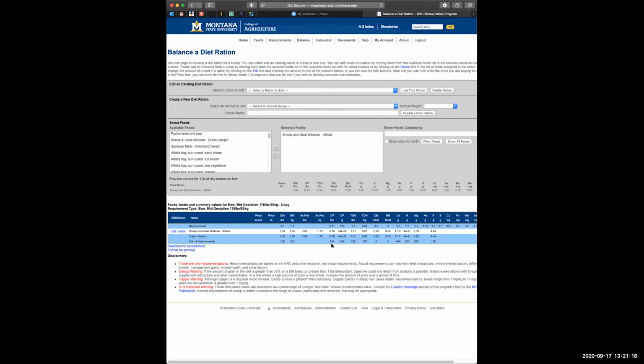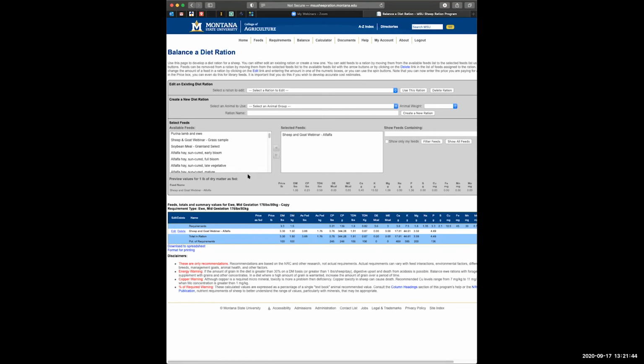And so now you can see that we're meeting her requirements for intake by 100%. We're meeting her protein requirements by 245%. We're meeting her TDN by 100%. And then you can see the different values for the minerals that you got back on the analysis as well. You can see that calcium and potassium are very high if you only fed this animal alfalfa from that sample that she showed us.